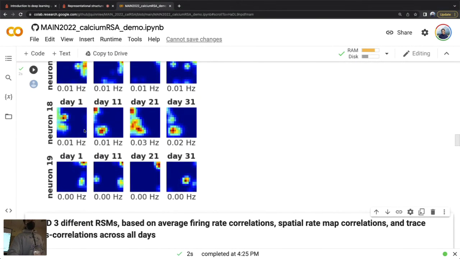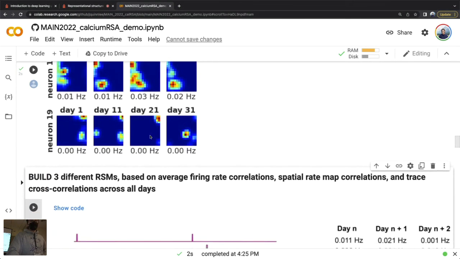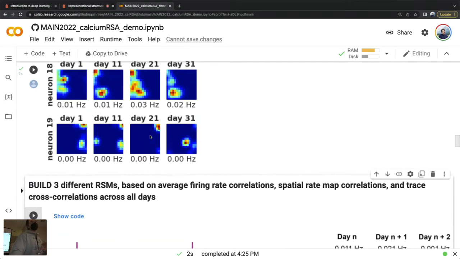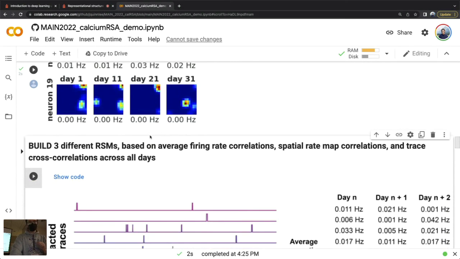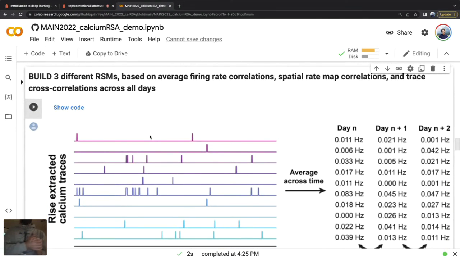This one looks a little less stable, neuron 18. It has kind of multiple fields. Maybe it's not the best place cell. But you can see there is a variety of stability in where place fields appear across repetitions of the same environment with these long delays of 10 days. But nonetheless, I would like to start building a representation, or a representational similarity matrix, that we can use toward the ends that we discussed earlier, not get too lost in the weeds here.